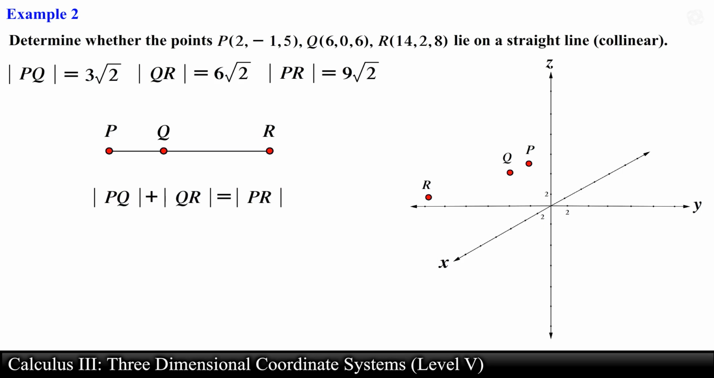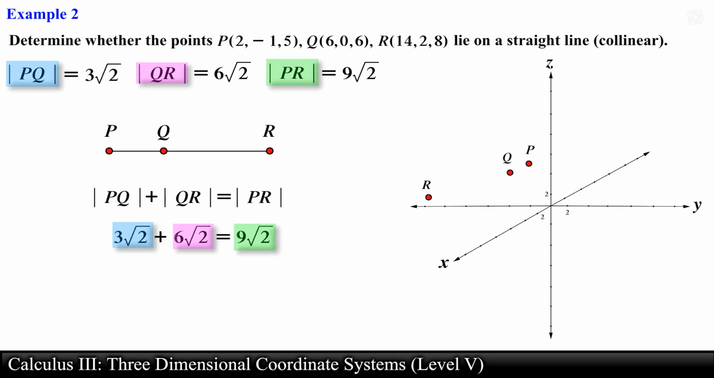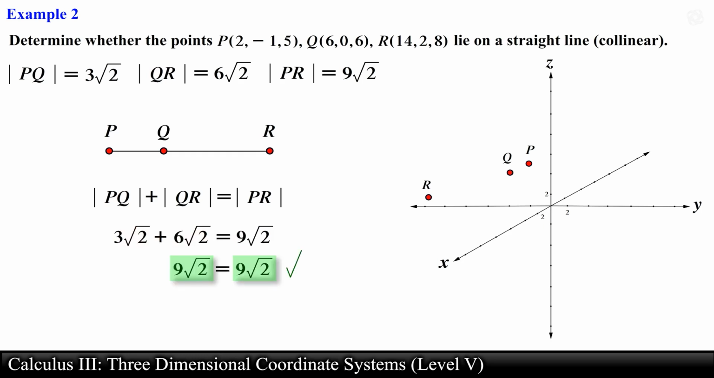Let's go ahead and substitute the values for each line segment. Doing that, we have the following. Next, let's simplify the left side of the equation. Notice how the left side is equal to the right side of the equation, meaning it checks out. Since this relation turned out to be true, we conclude that these points are indeed collinear. They lie in the same straight line.